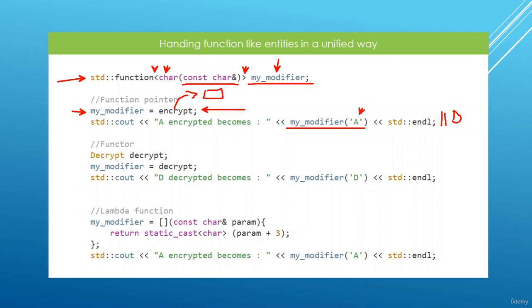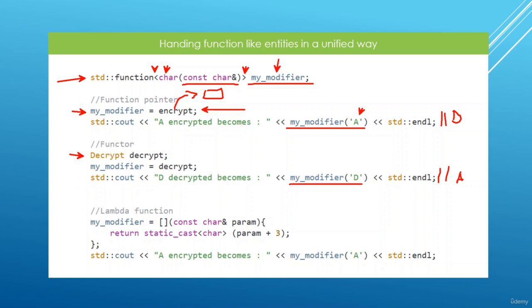in Visual Studio Code. We can even store it in a functor. So for example, we have a decrypting functor here. We can store it in our std::function variable, and we can use our modifier here to decrypt. If we decrypt this D, we will get an A printed out here.